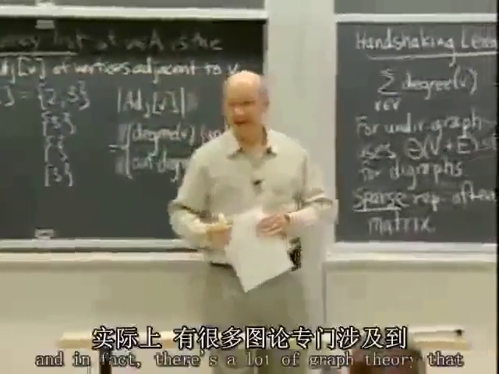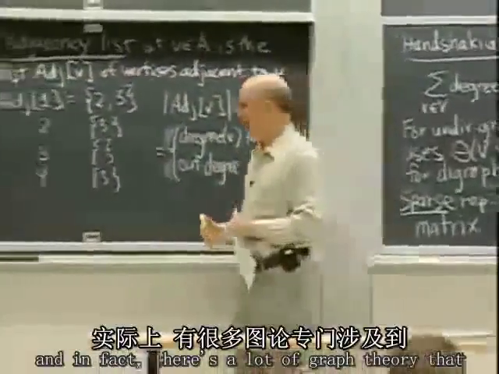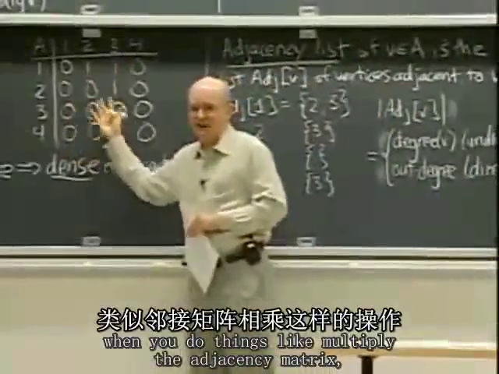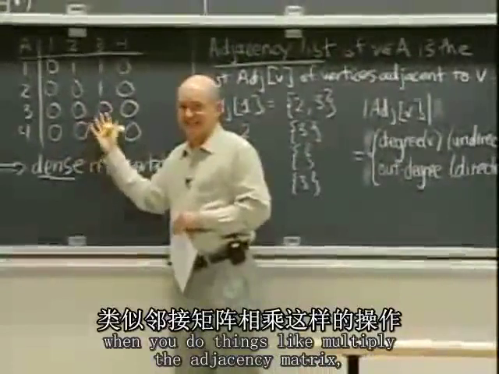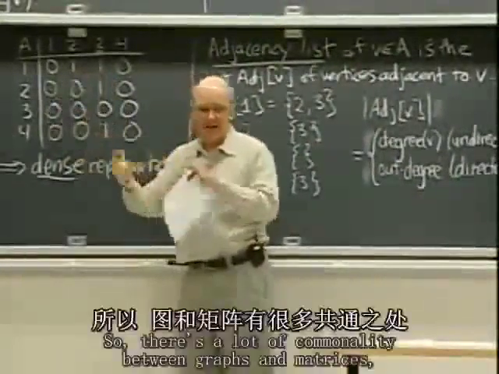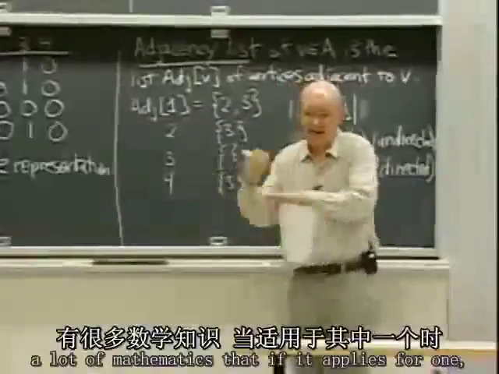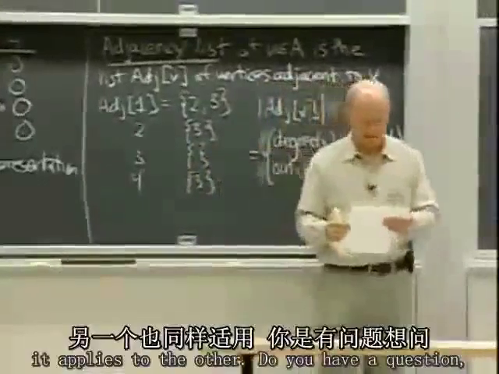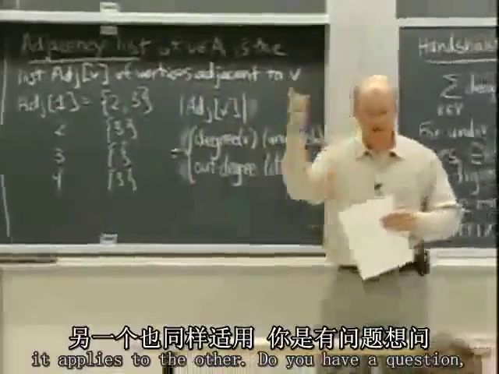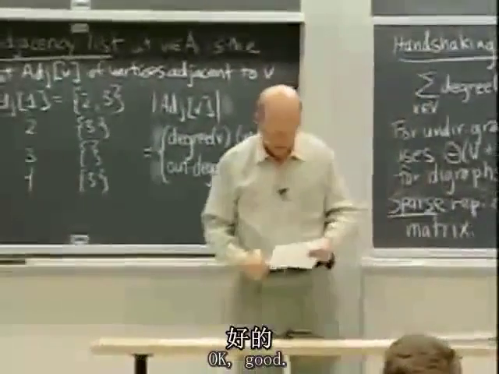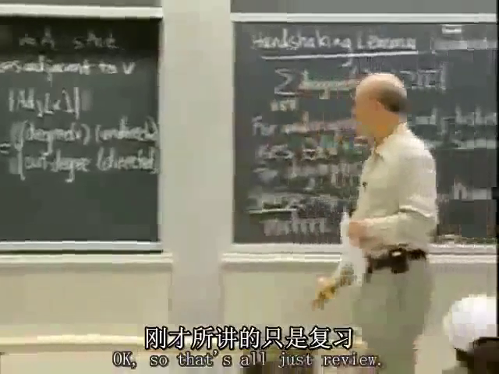Okay? And in fact, there's a lot of graph theory where you do things like multiply the adjacency matrix, and so forth. So there's a lot of commonality between graphs and matrices. A lot of mathematics that applies for one applies to the other. You have a question? Or just holding your finger in the air. Okay. Good. So that's all just review.